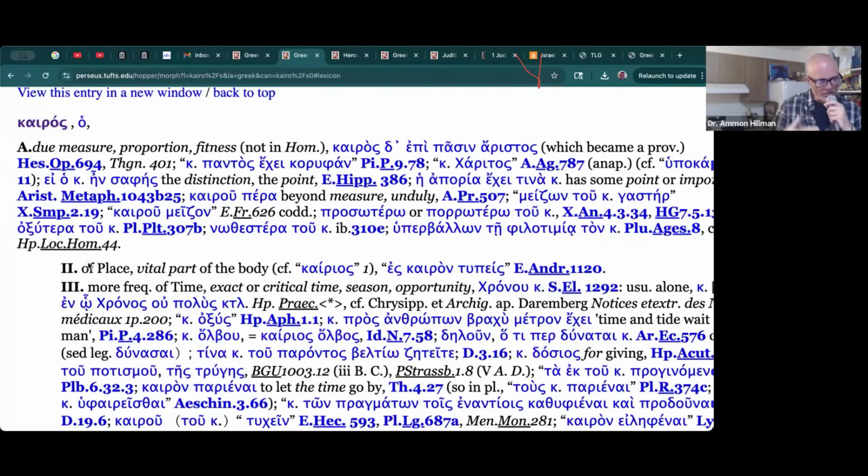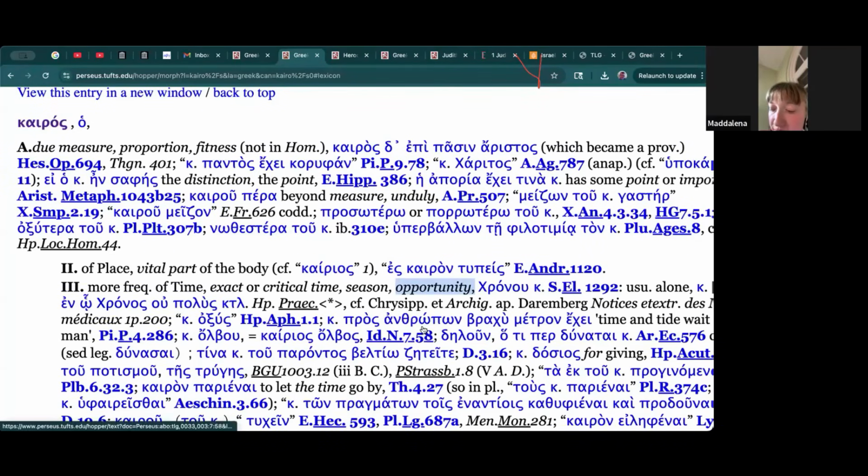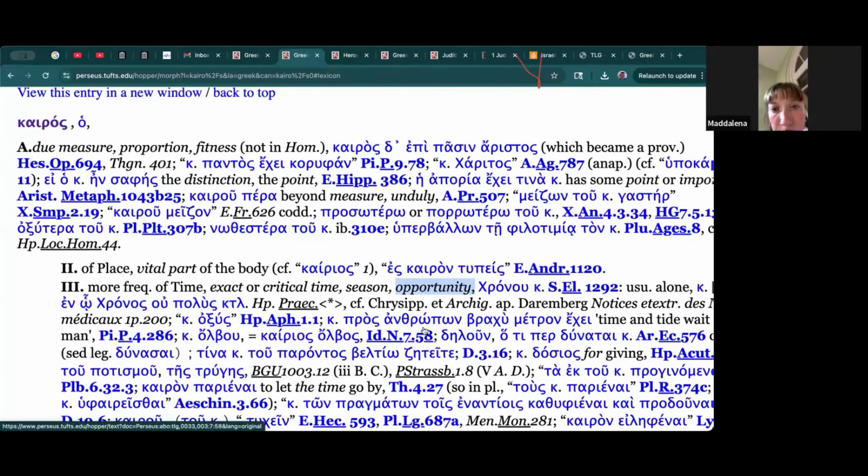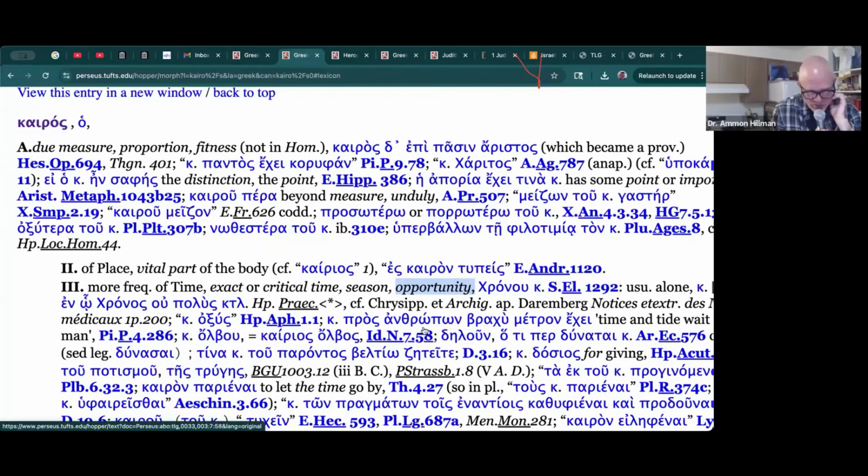When you go temporal with it, look at number 3. When you go temporal and it says more frequently, they're taking this concept of due measure and combining it with time to come up with what I think is most telling: opportunity. They use this word in the medical field.